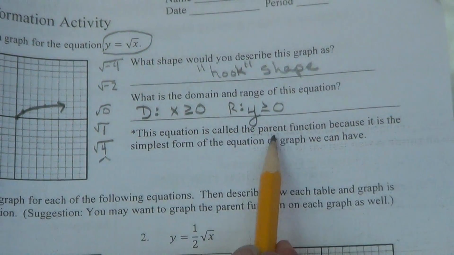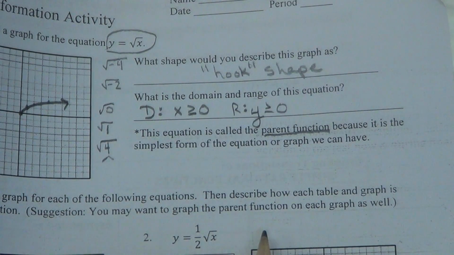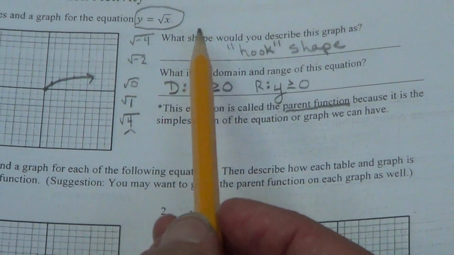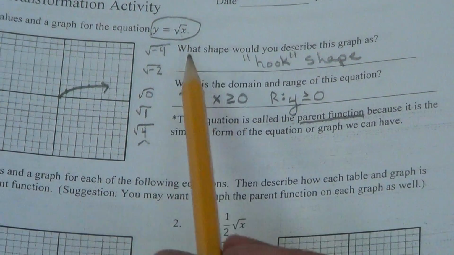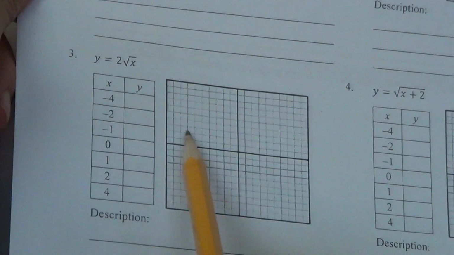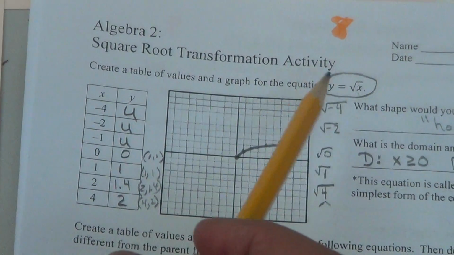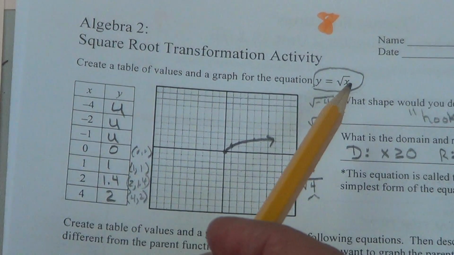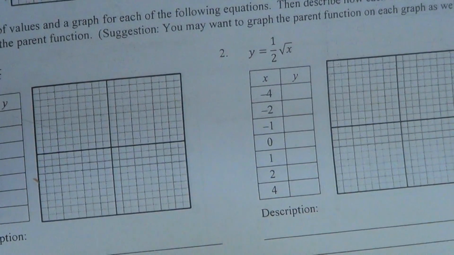Why is this called the parent function? I need you to answer that. And the way that you can answer it is look at what's different between this function, that's your parent function, and all these others. What is it these others have that that one does not have? Or in some ways, I like to think of what has this one passed on to the others.